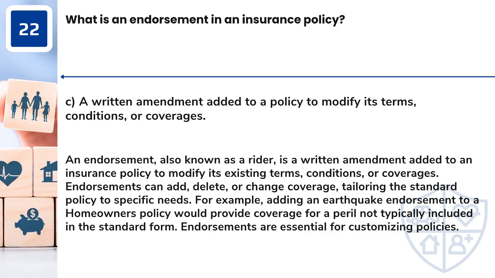Answer: C. A written amendment added to a policy to modify its terms, conditions, or coverages. An endorsement, also known as a rider, is a written amendment added to an insurance policy to modify its existing terms, conditions, or coverages. Endorsements can add, delete, or change coverage, tailoring the standard policy to specific needs. For example, adding an earthquake endorsement to a homeowner's policy would provide coverage for a peril not typically included in the standard form. Endorsements are essential for customizing policies.